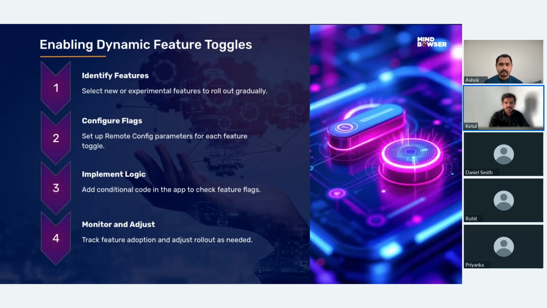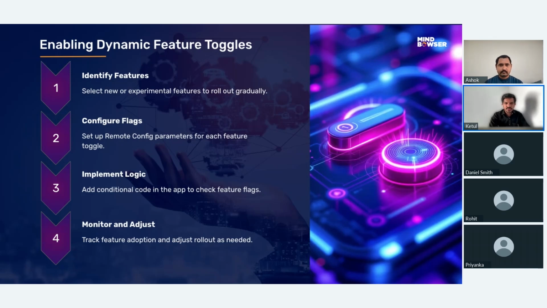The first step in enabling dynamic feature toggles is to identify the features you want to roll out gradually. We have a few examples of features in healthcare apps, like a new telemedicine module, AI-powered symptom checkers, and interactive patient education tools. So we can introduce these features by enabling or disabling them according to patient ages and country regulations.